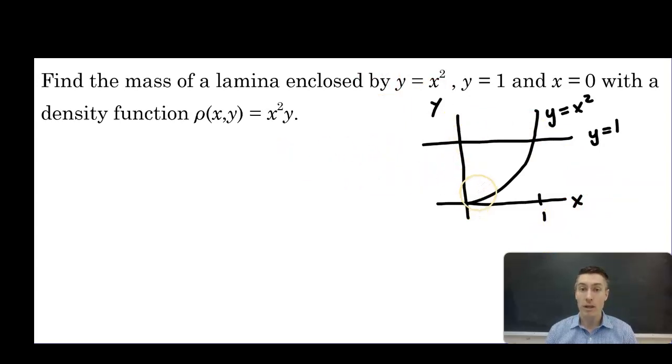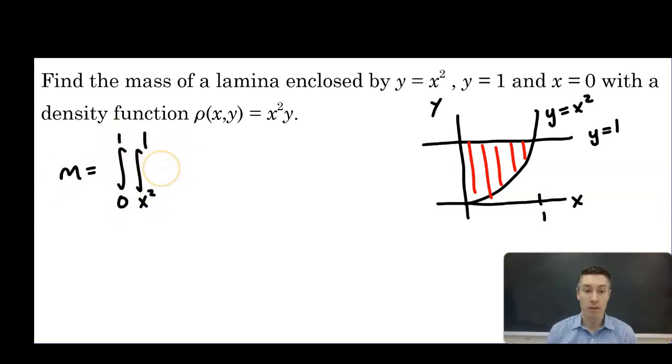Now this region could be defined type 1 or type 2 pretty easily. If we look at the density function, it doesn't push us in one direction over another. So let's define this as a type 1 region. To compute the mass, we have the double integral. From bottom to top, we're going x squared to 1. Left to right, we're going 0 to 1. Density function is x squared y, dy dx.